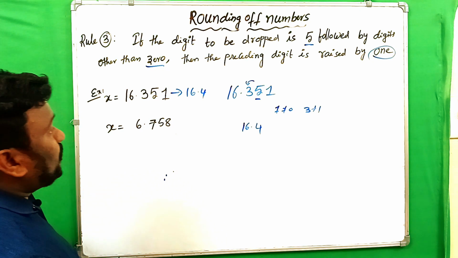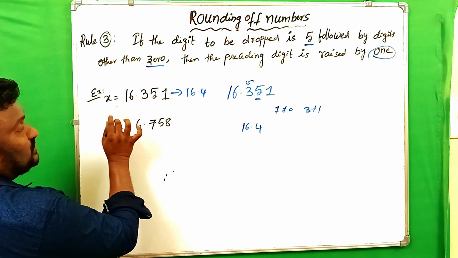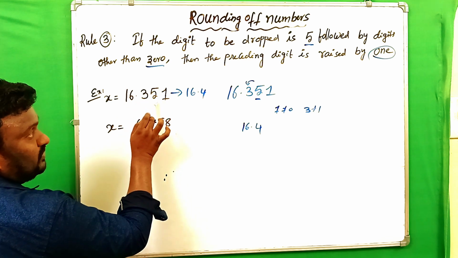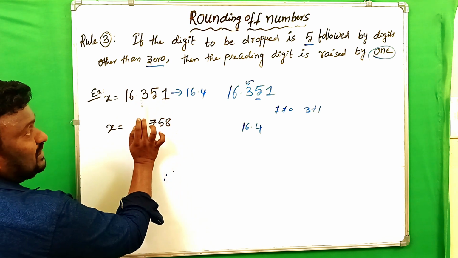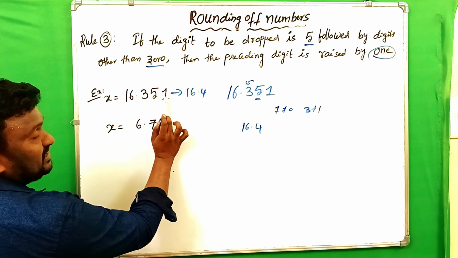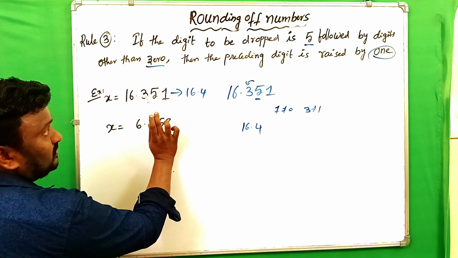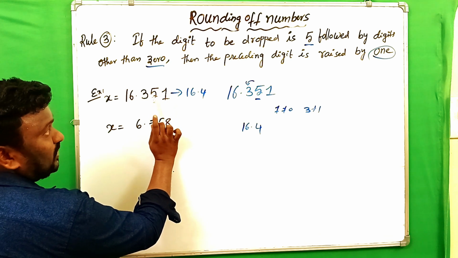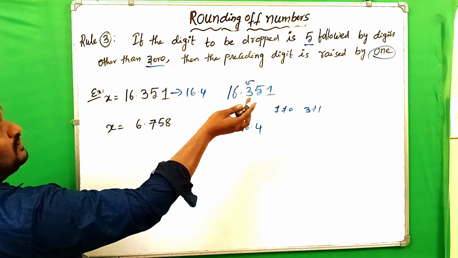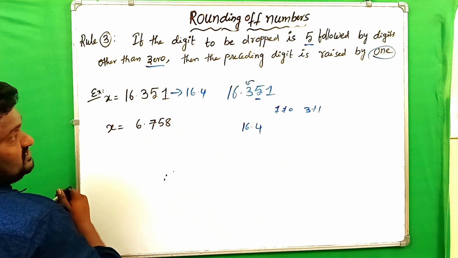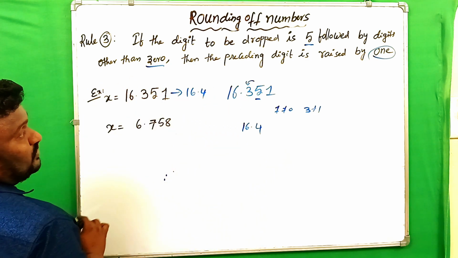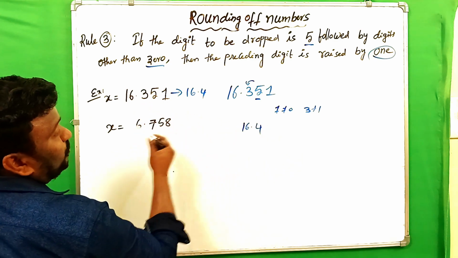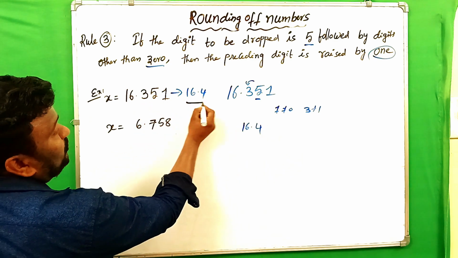Clear? Got my point? In x equals 16.351, we are going to drop the 5. The preceding number is 3 and the following number is 1. Preceding and following, 1, 3, are not equal to 0. That means 5 is followed by non-zero digits, other than 0. Then obviously the preceding number is raised by 1. 3 plus 1, 4. That's why it is 16.4.